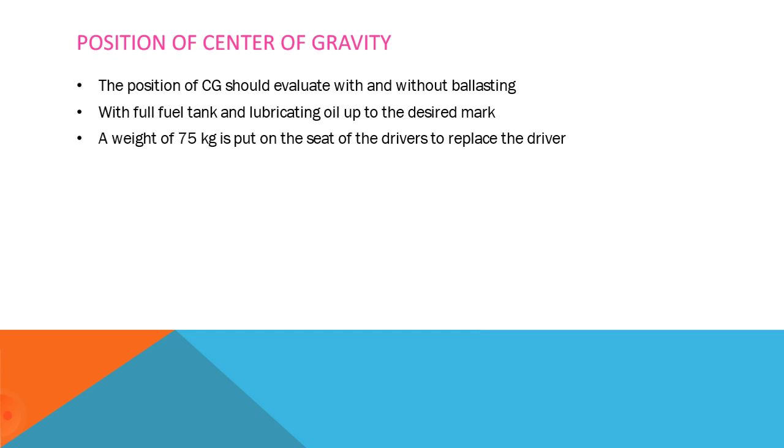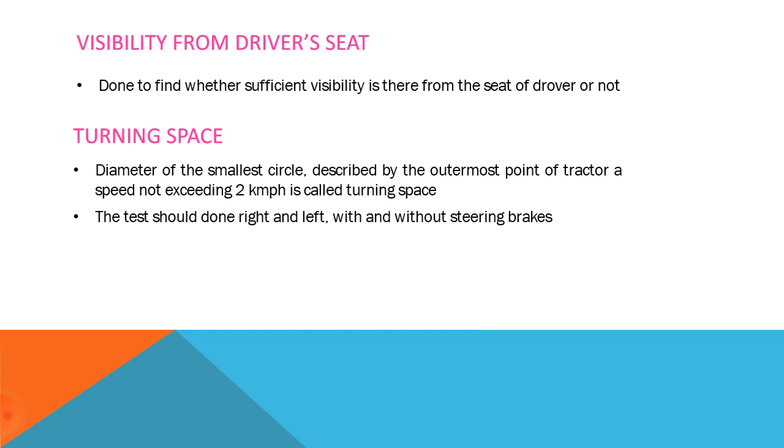And instead of the driver, we can place a weight of 75 kg in the driver's seat to replace the driver. Thereby we can calculate the position of the center of gravity in the x direction and y direction. Then, visibility from the driver's seat. This is done to check whether sufficient visibility is there, since it is operating in the field. If it is not, then that should also be clearly mentioned in the test report.